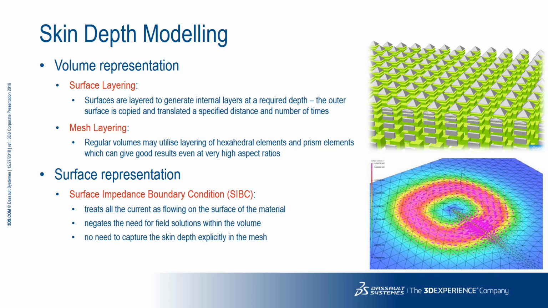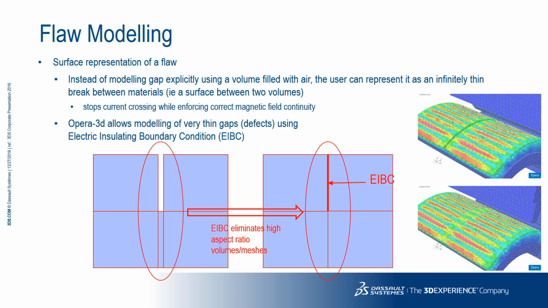In Opera 3D, a surface impedance boundary condition, or SIBC, can be applied to the external surface of a conducting volume. The SIBC treats all current as flowing on the surface of the material, and specific calculation techniques are employed to accurately capture the behavior of the fields.